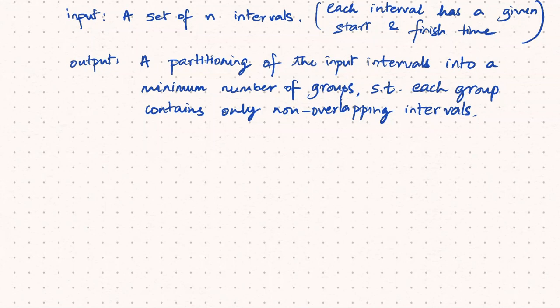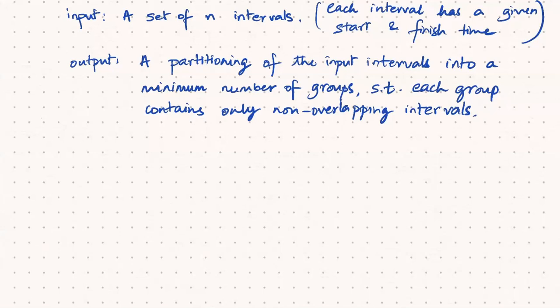Right. So we want to partition. We want to divide the set of intervals into a minimum number of groups. And within each group, it should be the case that no two intervals overlap, just like in the previous problem. The intervals within each group have to be non-overlapping, non-conflicting, because they are all scheduled on the same single resource. So if we divide the input into k groups, we'll be using k resources to schedule the jobs.